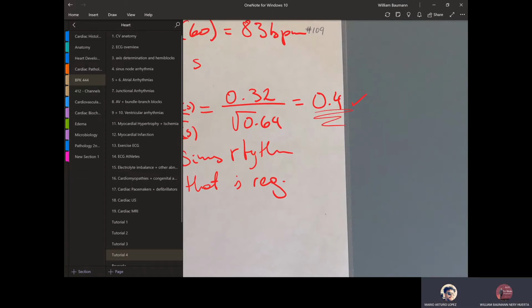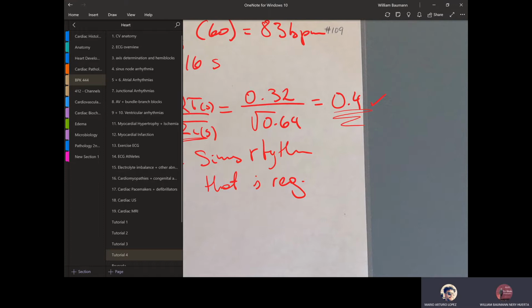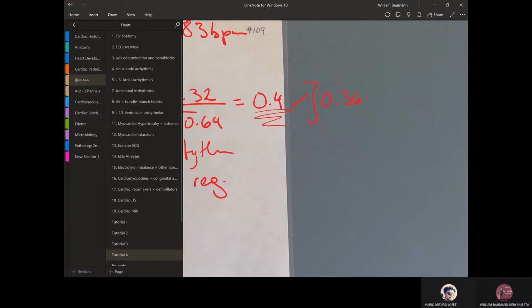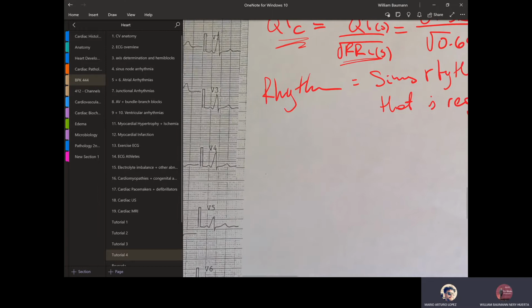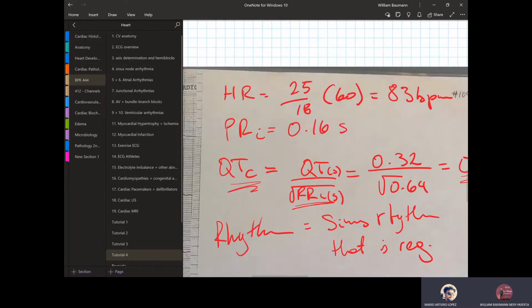So what is the normal range on that? 0.36 to 0.44 seconds. Okay. Sometimes I think cardiologists do use milliseconds, but that would just be 360 to 440 milliseconds. Right. So we have a rhythm, and PR.